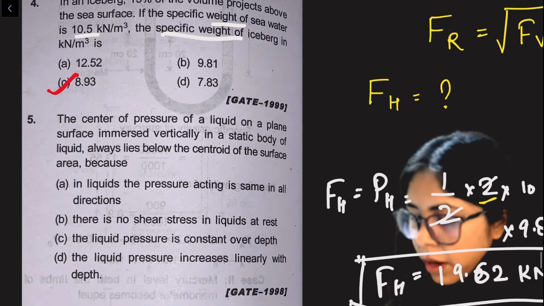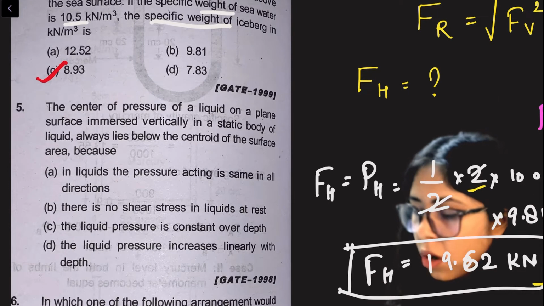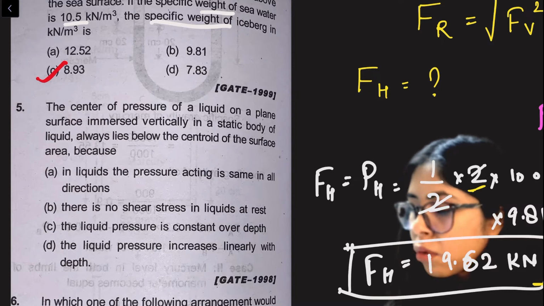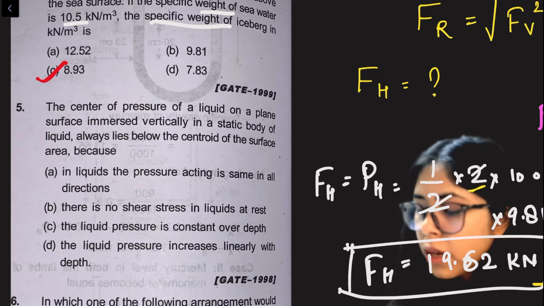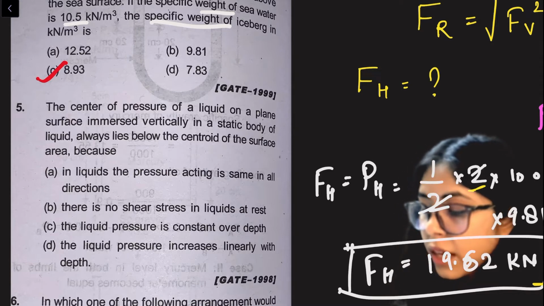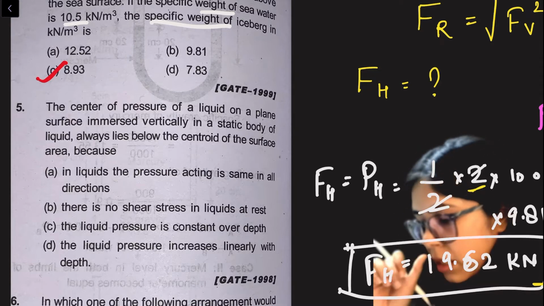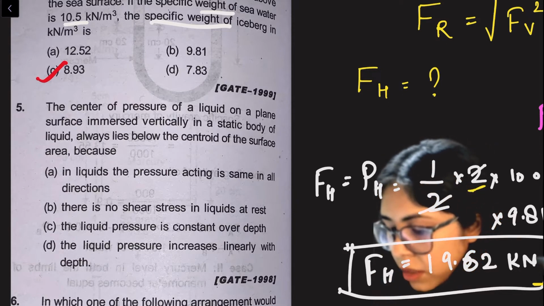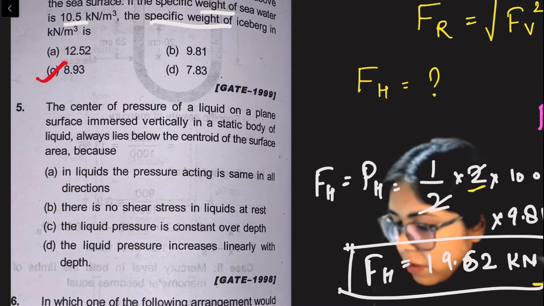We have question number 5. The center of pressure of a liquid on a plane surface immersed vertically in a static body of liquid always lies below the centroid of the surface area, because in liquids the pressure acting is same in all directions. There is no shear stress in liquids. At rest, the liquid pressure is constant over depth. The liquid pressure increases linearly with depth.